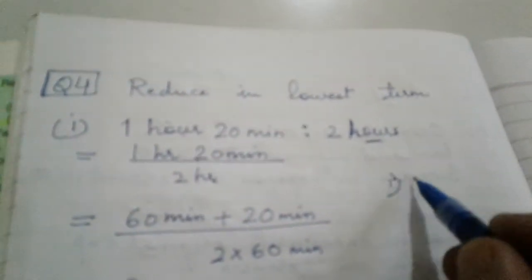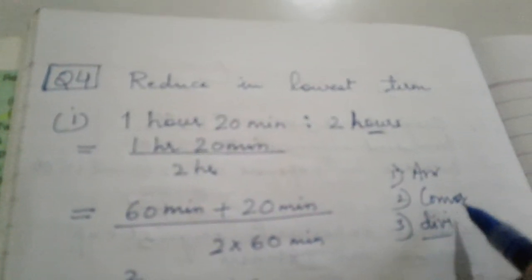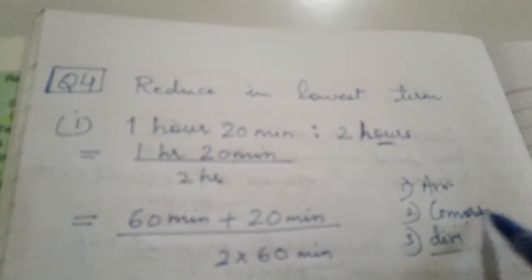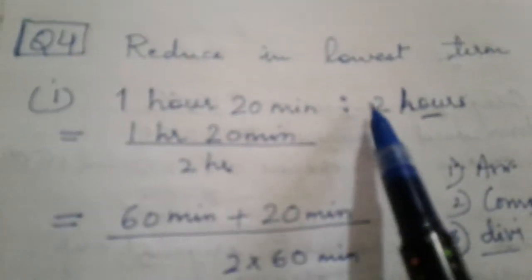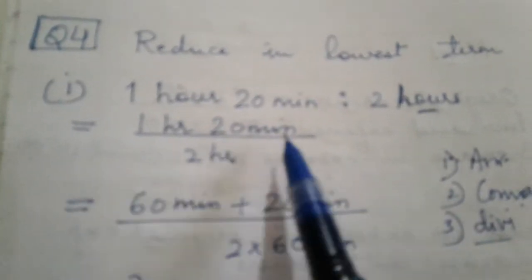So 1 hour 20 minutes is to 2 hours. First thing is arrangement, second thing is conversion of the units, and third is dividing properly, that is bringing to lowest term or simplest term. Arranging, conversion and dividing. These are the three main steps. So it's clearly mentioned 1 hour 20 minutes is to 2 hours, so 1 hour 20 minutes upon 2 hours.